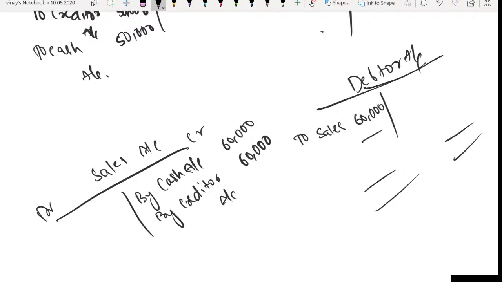From journal entries, we have to post ledgers like this. So this is a class mostly focused on those people who were not good in financial accounting basics.